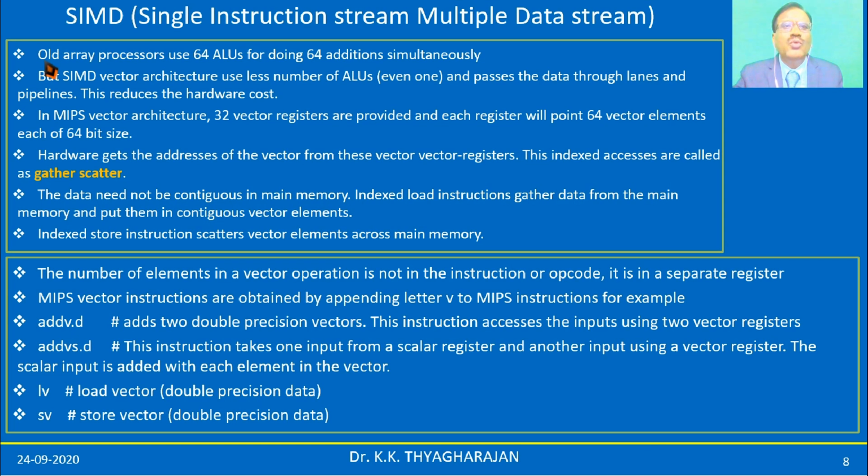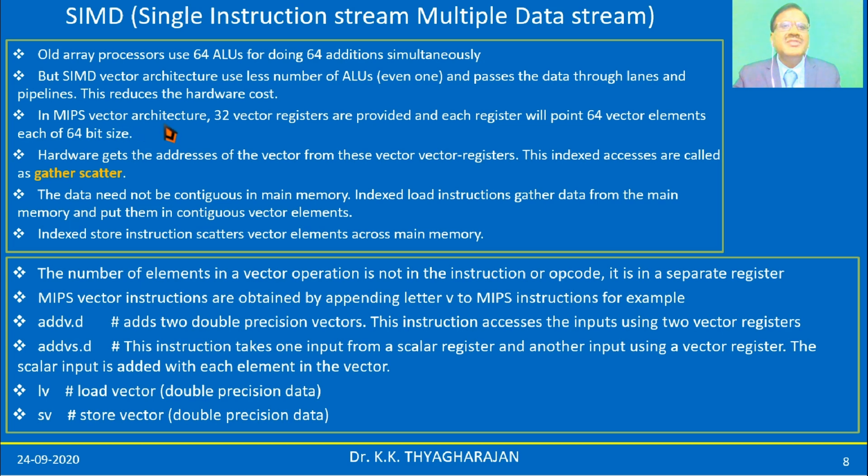If you use old array processors for performing 64 additions simultaneously, you need 64 ALUs. But if you use SIMD vector architecture, then even with one ALU, you can perform 64 additions by passing the data through lanes and pipelines. So this reduces the hardware cost.